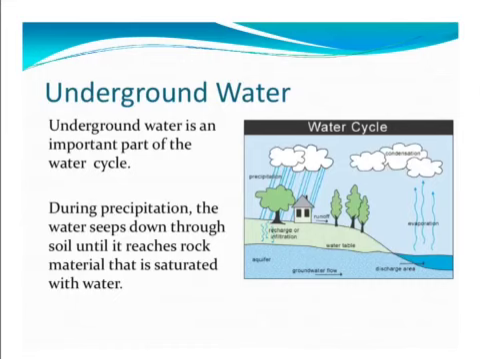Now let's talk about how water is stored underground. Well, let's take a closer look at the water cycle. As you can all see, the water from precipitation, some of this water may find a way to drain into a lake, and some of this water may seep down through soil until it reaches rock materials that are saturated with water.